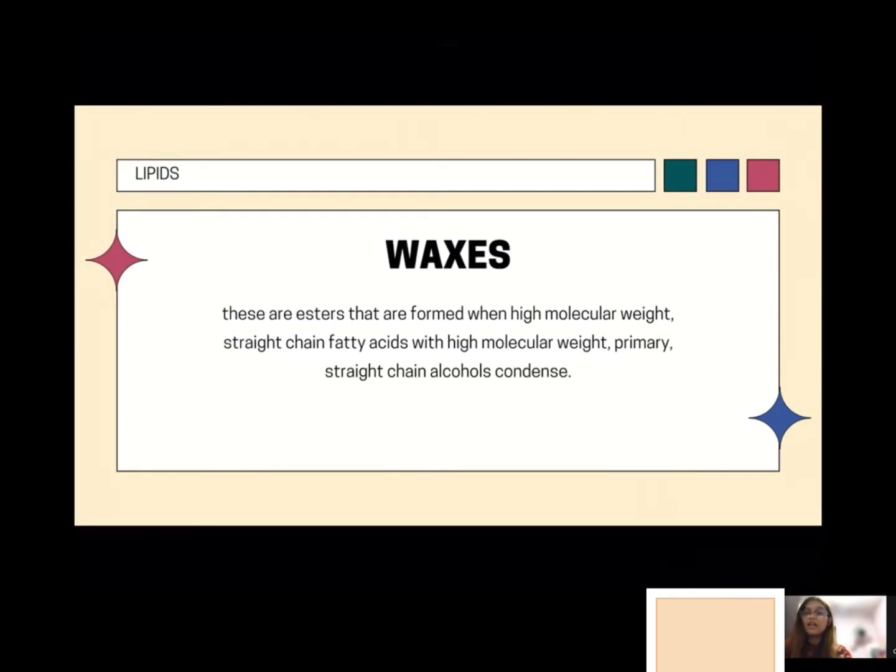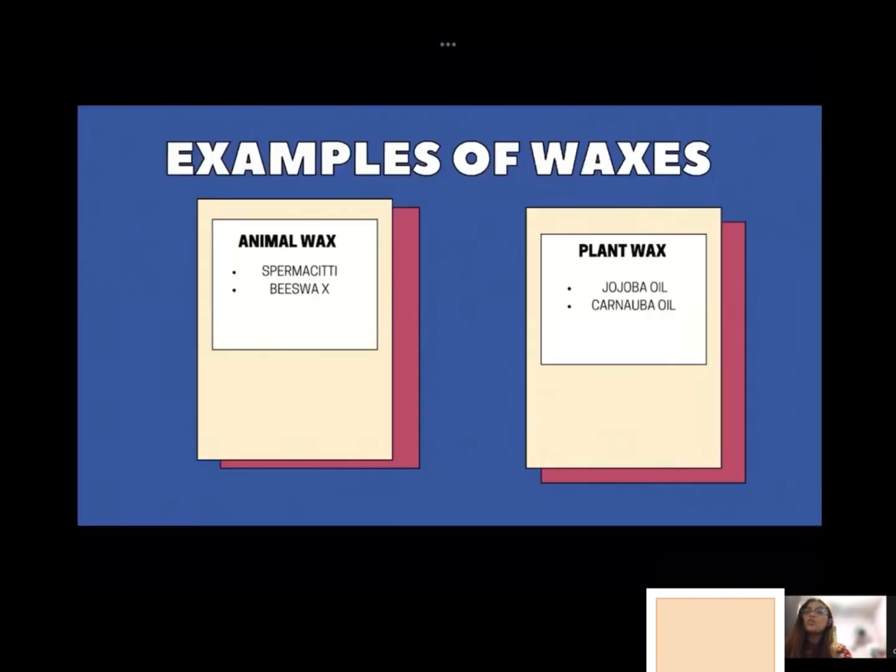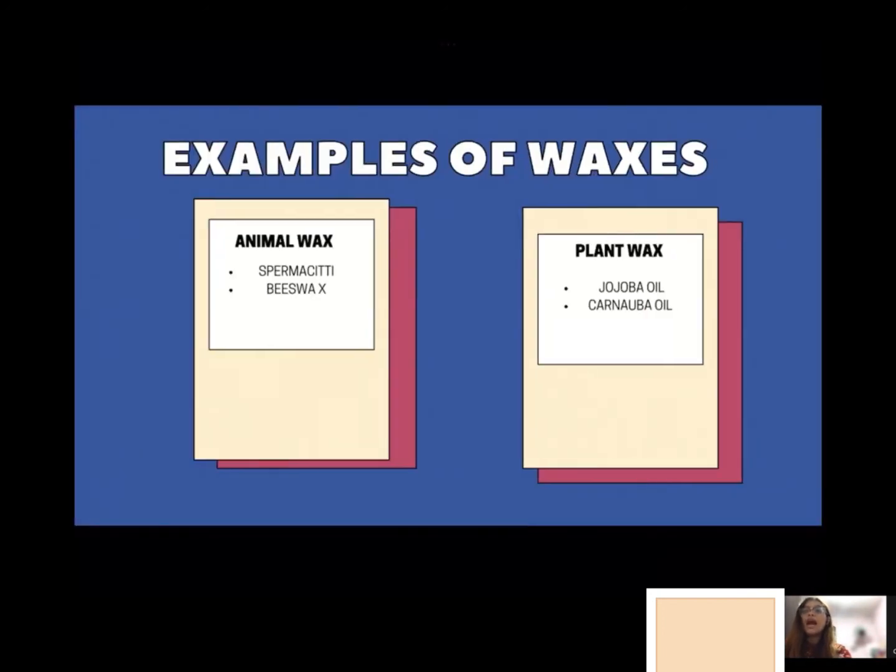So we have the examples of waxes. We have two: animal wax and plant wax. For animal wax, we have spermaceti. This wax came from the head of the sperm whale, and it is used as an emollient and an ingredient in cold creams. We also have beeswax, which is derived from the honeycombs of the bees.